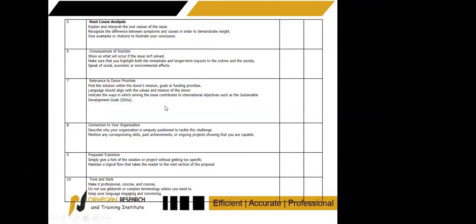Okay, then let's move to the next level. Root cause analysis, another 1 mark: the causes of the problem. Consequences of inaction, another 1 mark. Relevance to the donor priorities, SDGs, how it has met SDGs, another 1 mark. Connection to us who are writing this proposal, which is our organization, Norwegian Research Training Institute. How is this relevant to us? Another 1 mark. Proposed transition, simply give a hint of the solution or the outcomes. Another 1 mark. And then the tone and the grammar must be another 1 mark. So look at that. And that becomes the end of our problem statement.